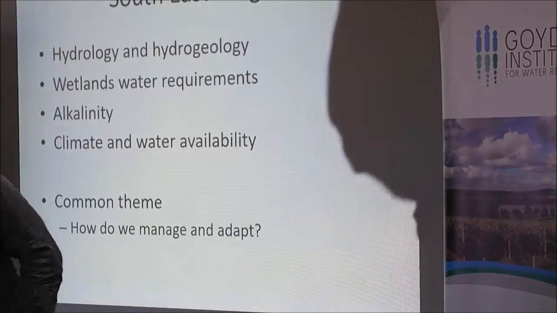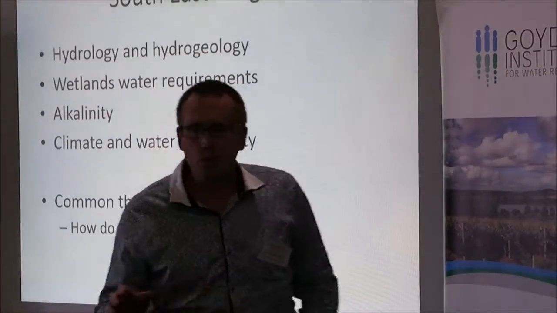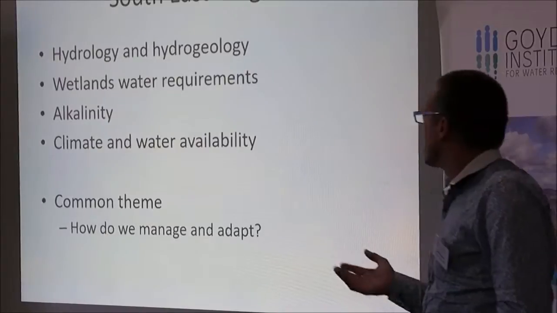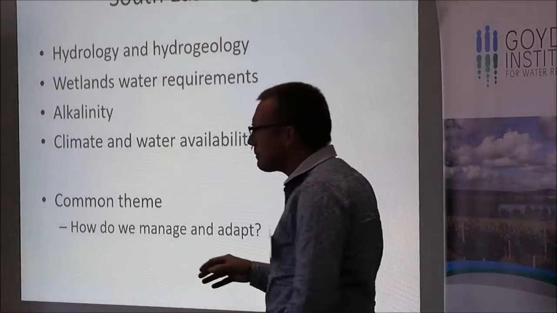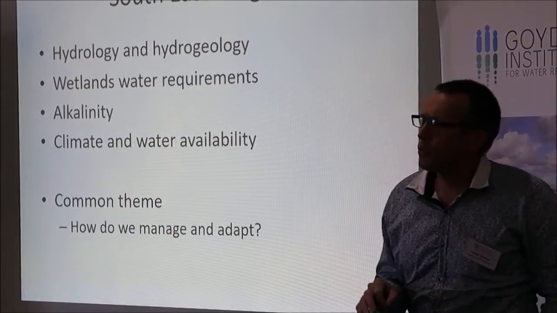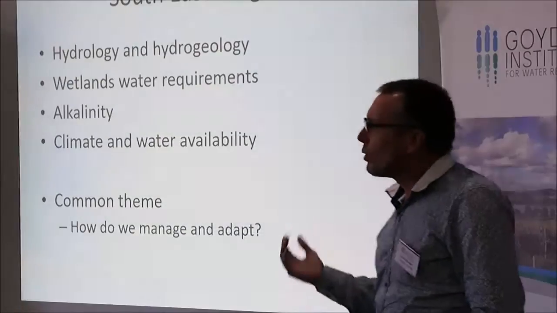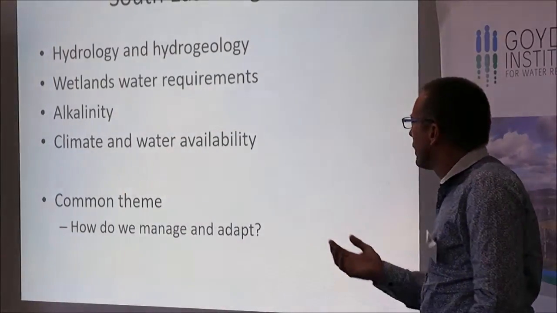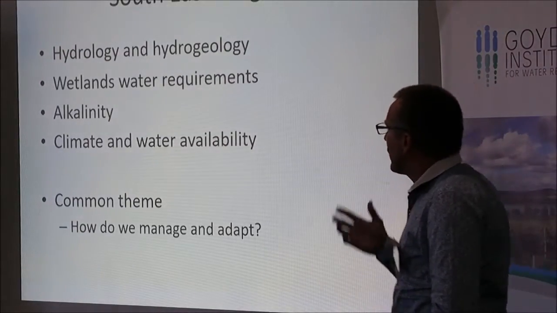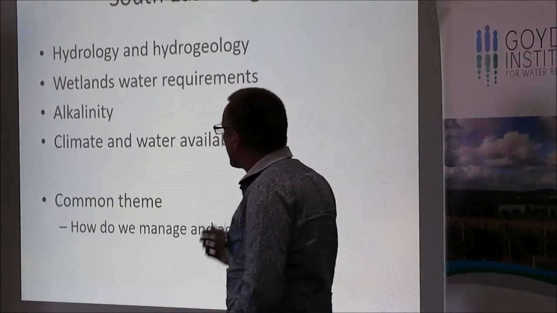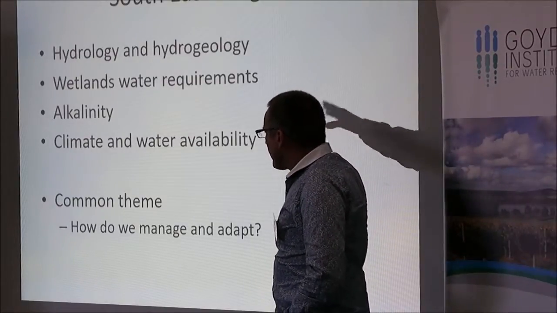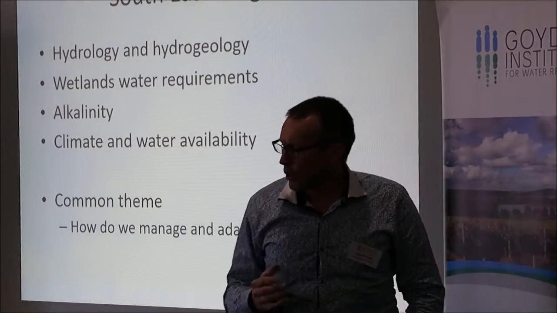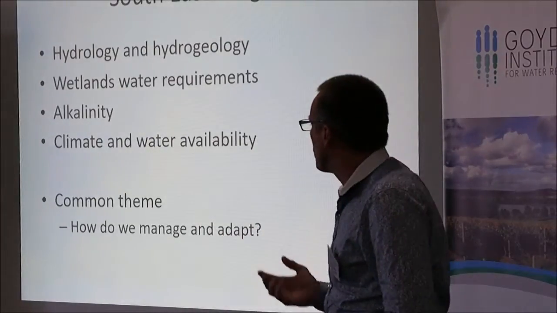So the Goyder program has been fairly extensive. There's been work that you hear about today on hydrogeology and hydrology, so surface water and also groundwater. Some of the stuff I'll talk about is wetland water requirements, so what do the plants need in order to function. Rob will talk about alkalinity, that high pH that we've seen and some of the causes behind that. And then tomorrow, there'll be some talks on climate and how it affects water availability.